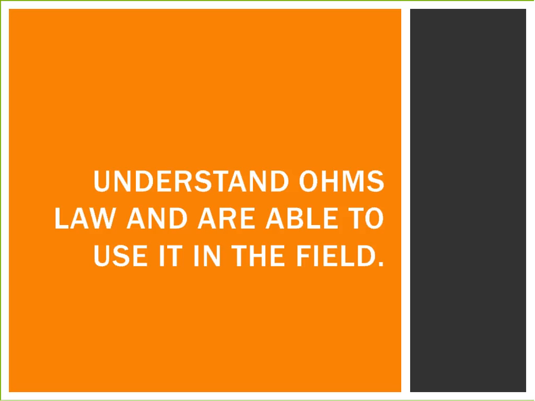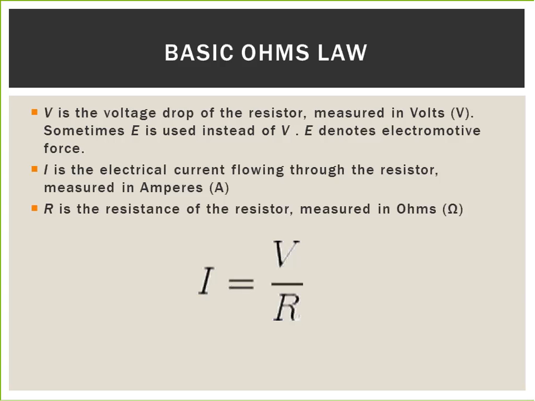Next, we will review Ohm's law and its uses in the field. There are three symbols involved in Ohm's law. V indicates the voltage drop of the resistor, measured in volts. I is the electrical current flowing through the resistor, measured in amperes. R is the resistance of the resistor, measured in ohms. This equation can be read as the electrical current flowing through the resistor is equal to the voltage drop of the resistor divided by the resistance of the resistor.